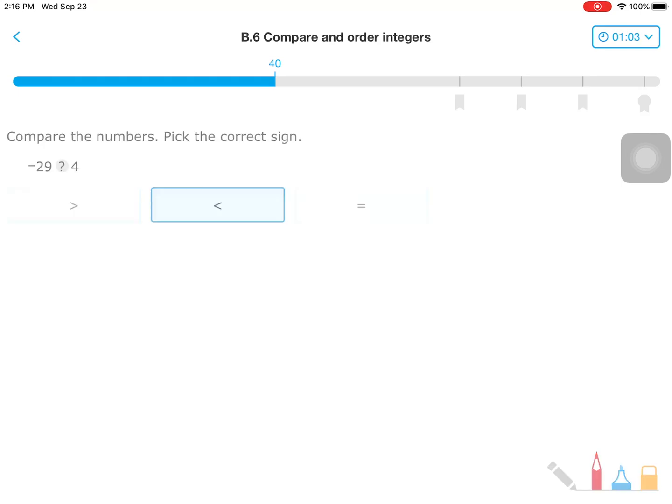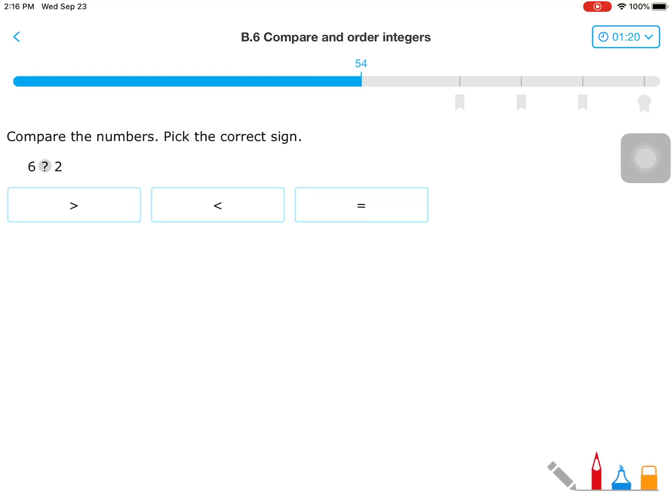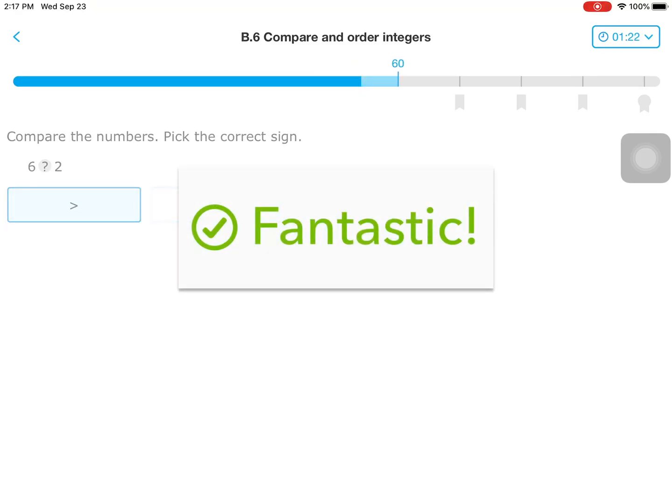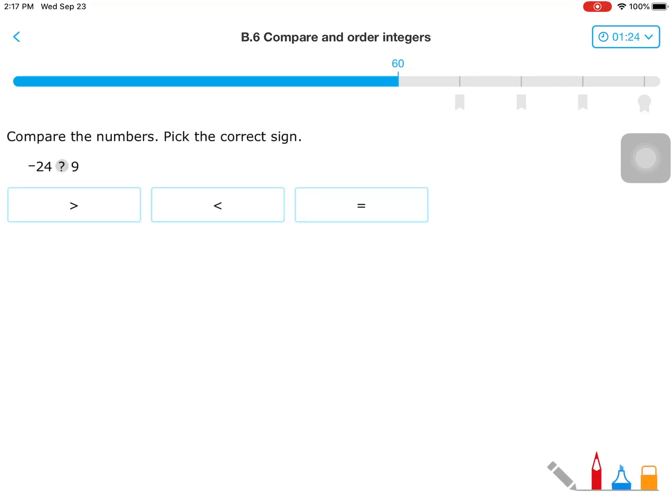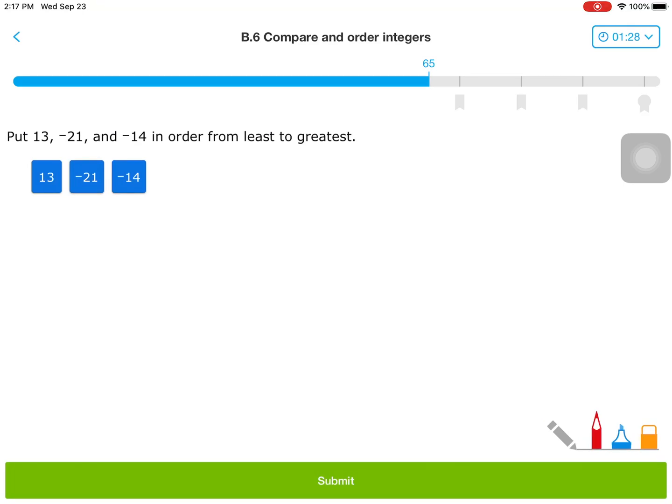So in this case, I'd rather have 4 than owe 29. I would rather only owe $20 to someone than have to pay them 83. So 20 is actually the bigger valued number. It's closer to 0. 6. 9. I'm waiting for one for ordering.